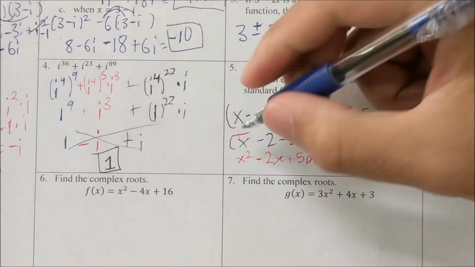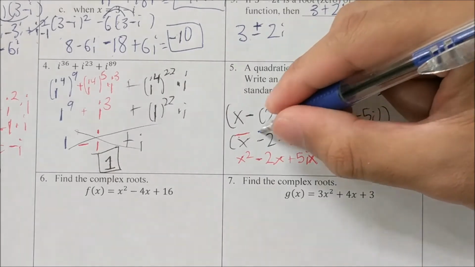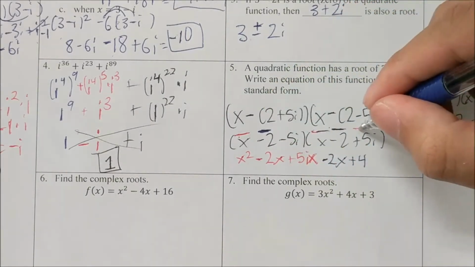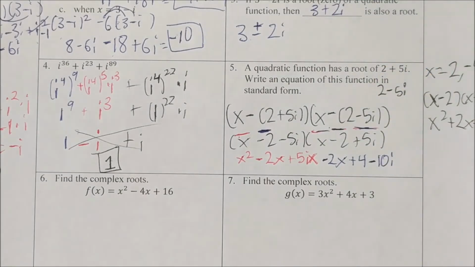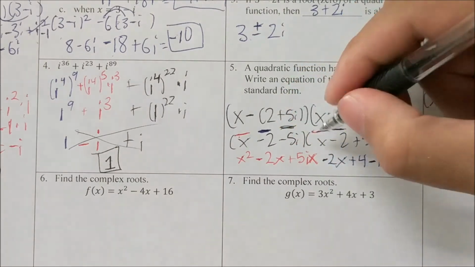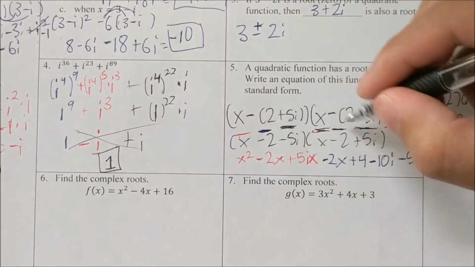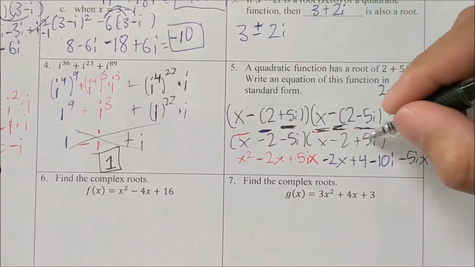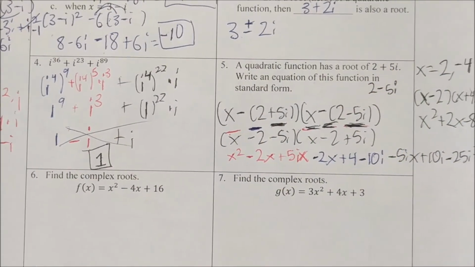Okay, moving on. Negative 2 times x is negative 2x. Negative 2 times negative 2 is positive 4. Negative 2 times positive 5i is negative 10i. And then lastly, negative 5i times x is negative 5ix. Negative 5i times negative 2 is plus 10i. Negative 5i times positive 5i would be negative 25i squared.